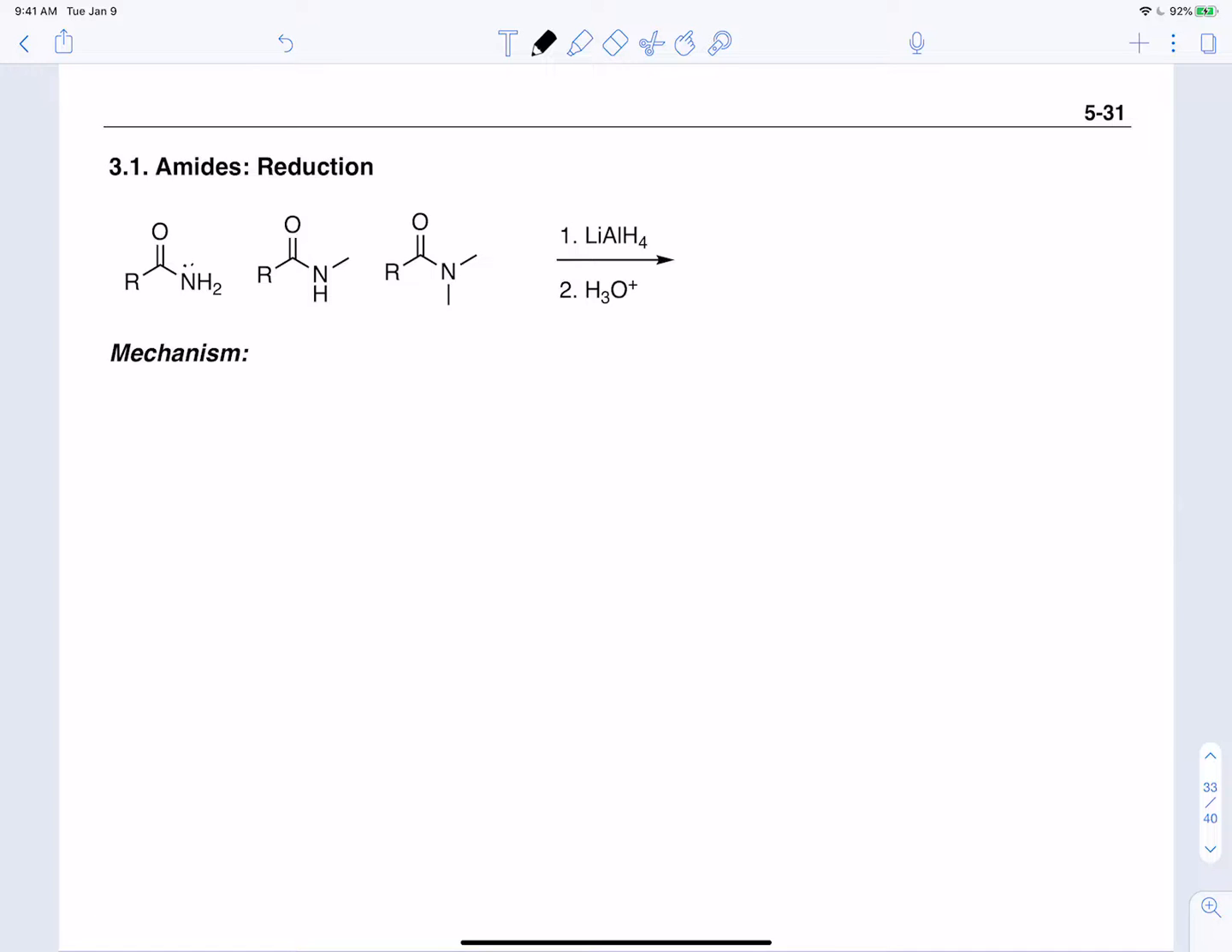We're not just seeing a leaving group come off of the carbonyl, but in this case the nitrogen functionality is retained. So if you have a primary amide, it will turn into a primary amine. If you have a secondary amide, it'll turn into a secondary amine. And a tertiary amide will turn into a tertiary amine. The hydrogens that get incorporated come directly from the lithium aluminum hydride. Each of these hydrogens comes from LAH itself, and we can see that these red hydrides are directly incorporated at these positions.